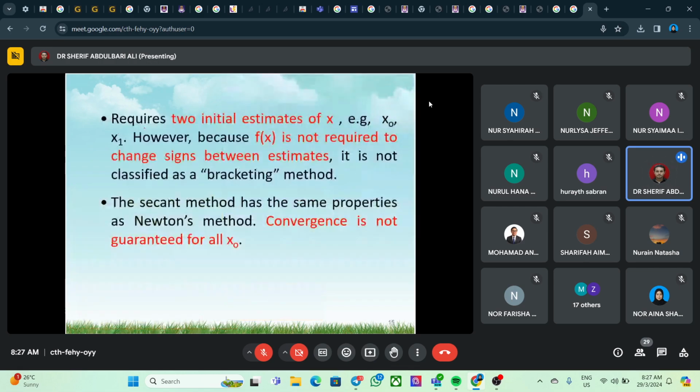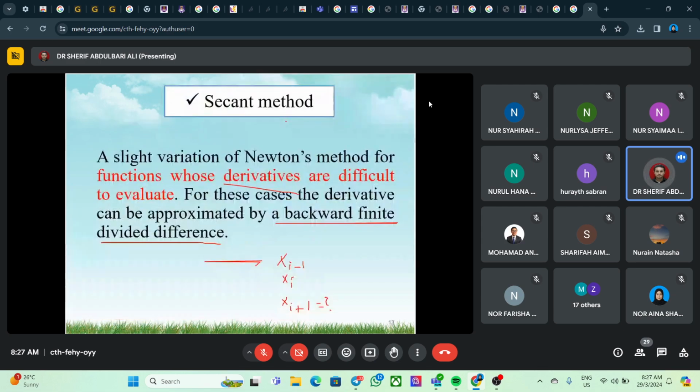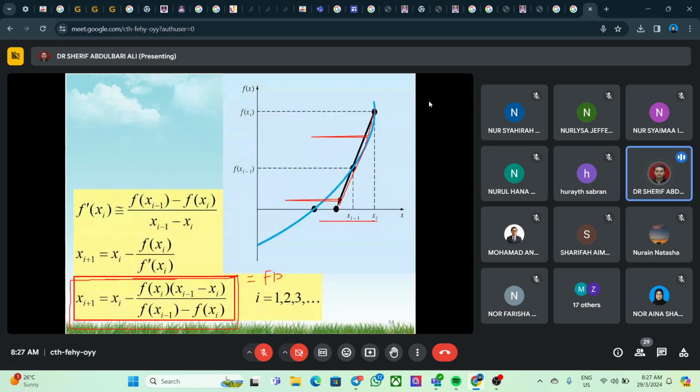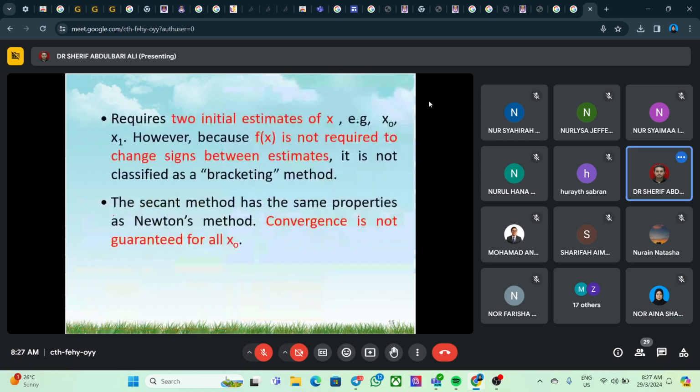The secant method requires two initial values, x and x minus 1. Remember that we are saying here we are using the backward finite divided difference. So this means when the question is coming for the secant method, you are going to have two initial values of x and x minus 1. So you are going to find the value of x and also x minus 1 to find the new value of x i plus 1. This is our target. So we need to find this value. So it requires two initial values.